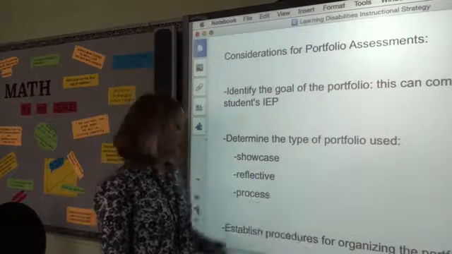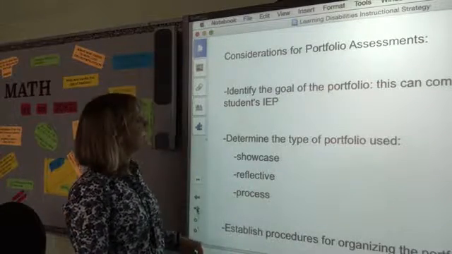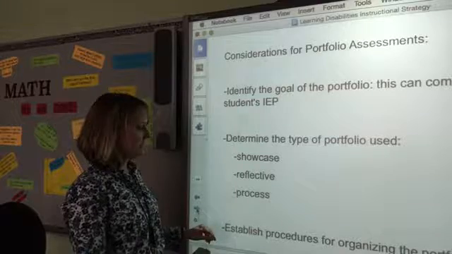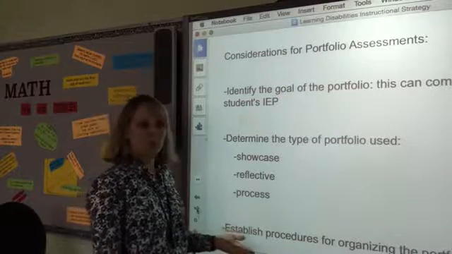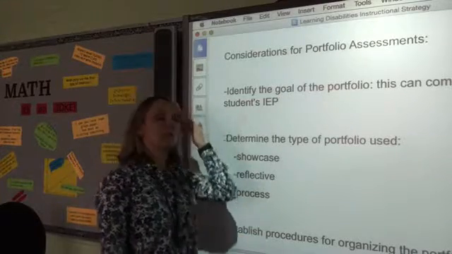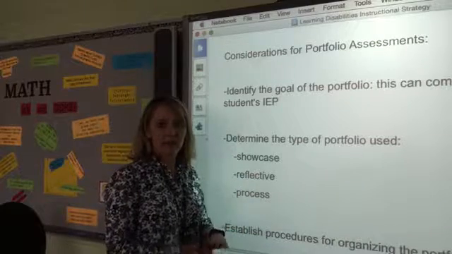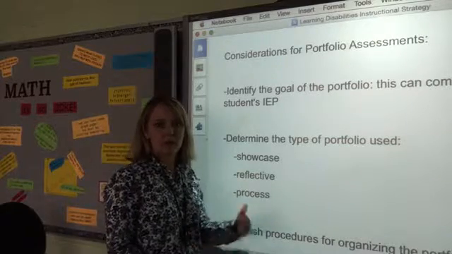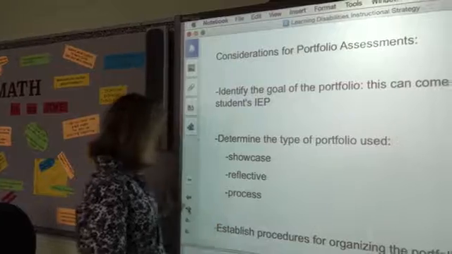Also, you would want to think about establishing procedures for organizing the portfolio. Again, that kind of goes back to the goal, that you have an idea of how you want to do the portfolio in a way that you would like to put it together.